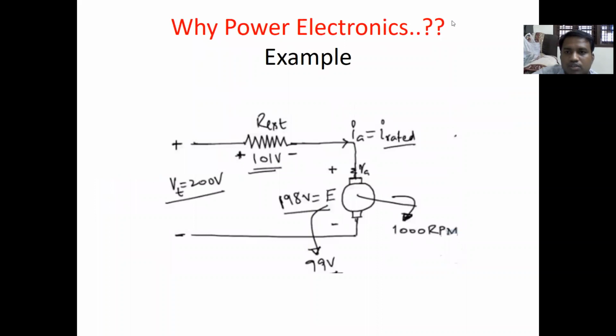Suppose you can see I am taking one example. Here I have one machine. This machine is rotating at 1000 rpm, and I have given the input as 200 volts. Now I want to reduce the speed to 500 rpm. But actually 200 volts is applied around the brushes. These are the brushes, you can see this one and this one.